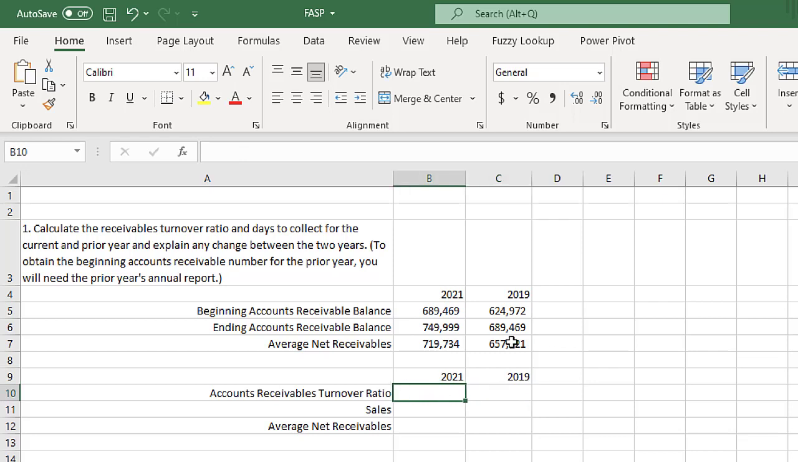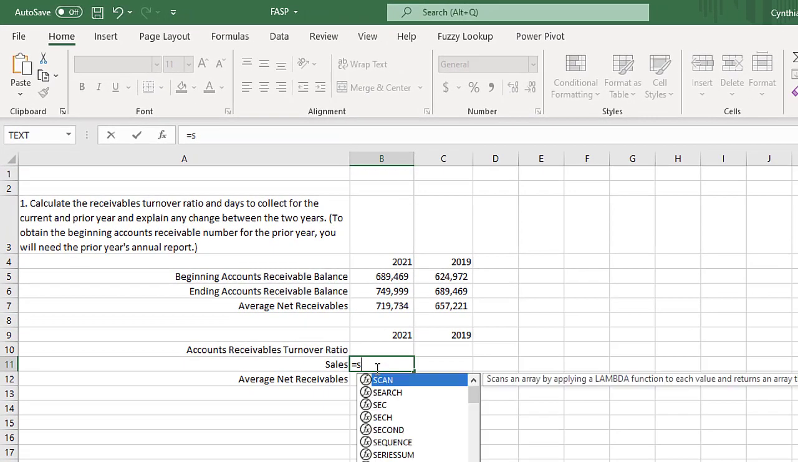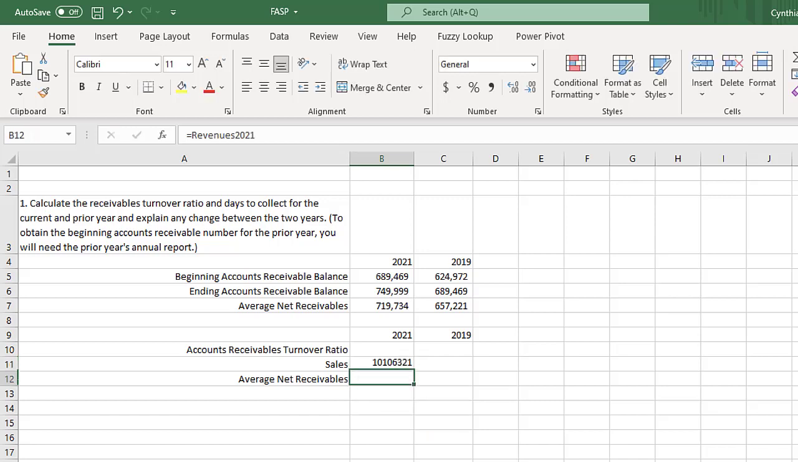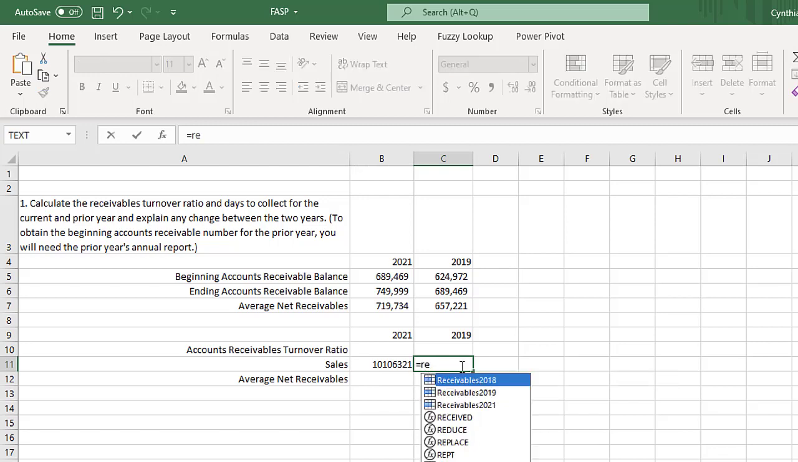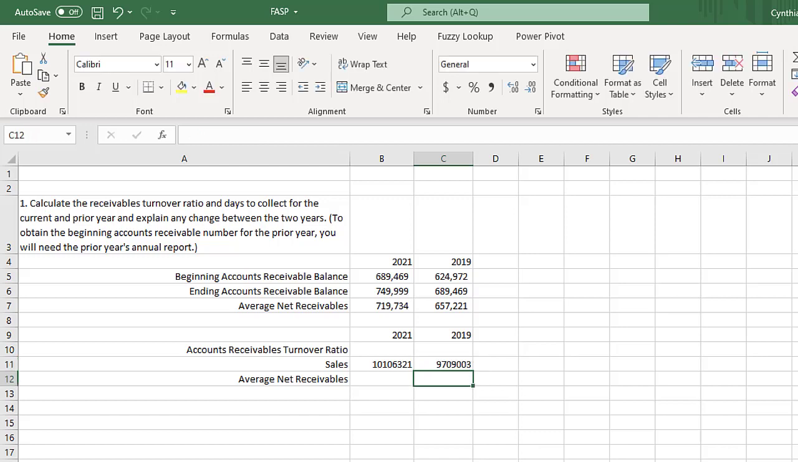So I have my average net receivables right here. Oh, it's actually, I'm sorry, sales. Let's go down to sales. Let's see, did I do my sales? Yes, I have my revenues. So my revenues for 2021, I just put in there, and my revenues for 2019 are right there. Okay, so I had those numbers already, so that's great.